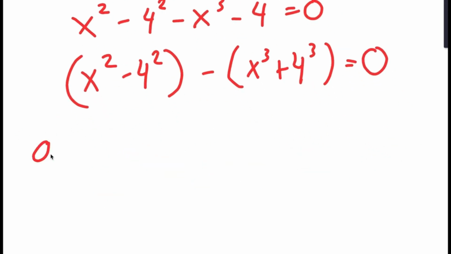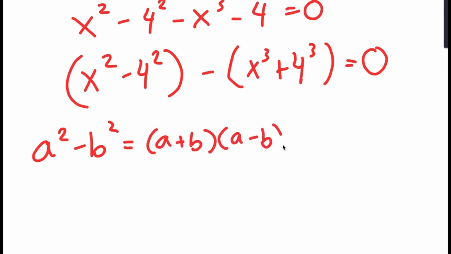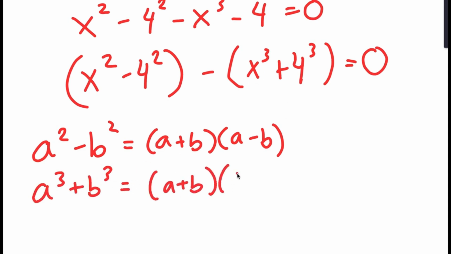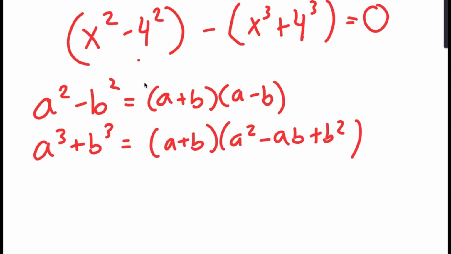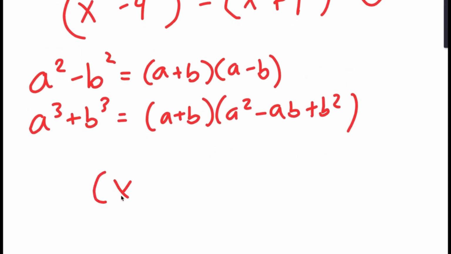Now, there are two properties that I'm going to use. If I have something in the form a squared minus b squared, this is equal to a plus b times a minus b. And if I have something in the form a to the power of 3 plus b to the power of 3, this is equal to a plus b times a squared minus ab plus b squared. So for x squared minus 4 squared, it's going to turn into x plus 4 times x minus 4.